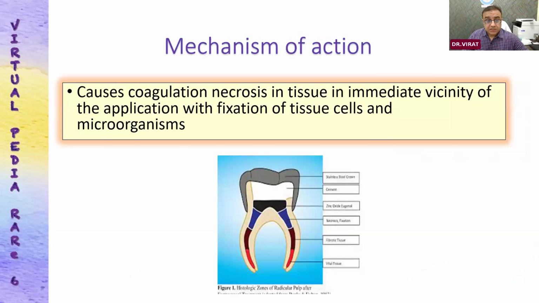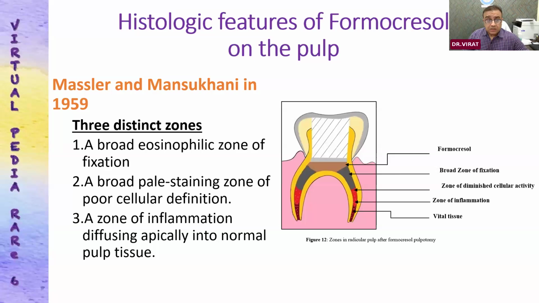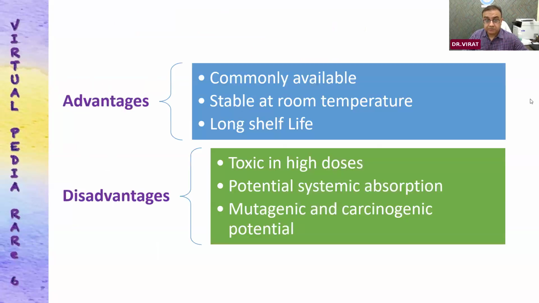The mechanism of action is that it causes coagulation necrosis in the tissue in the immediate vicinity of the application, with fixation of the tissue cells and microorganisms. Histologically, it forms 3 distinct zones. First is a broad eosinophilic zone of fixation. Second is a broad pale zone of poor cellular definition. And last is a zone of inflammation diffusing apically into normal pulp tissue.